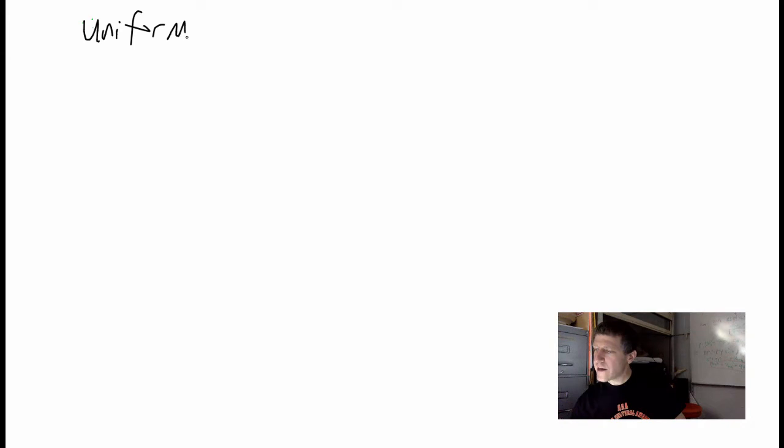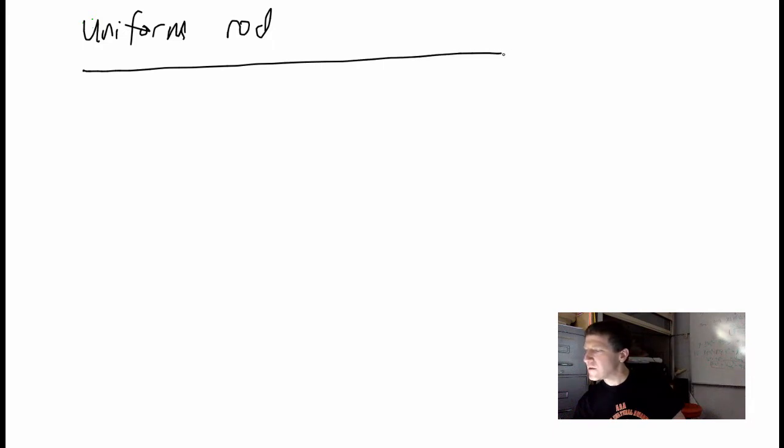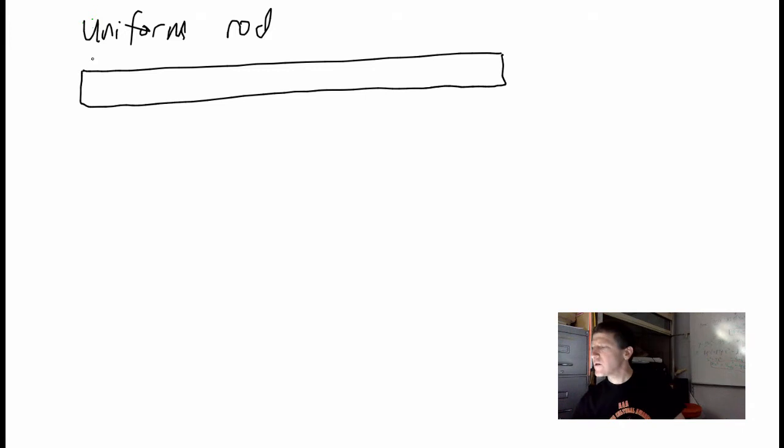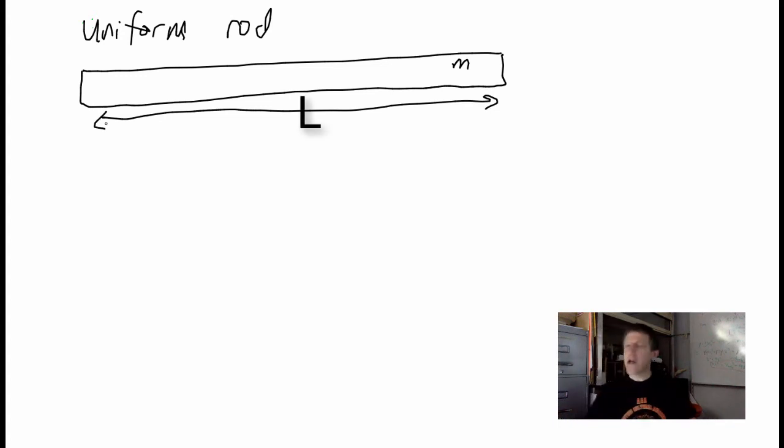For a uniform rod, I need to explain what we mean by linear mass density. If I have a uniform rod, that means it is all made of the same stuff and it's the same density throughout. So let's say this has a mass M and a length L. What we call the linear mass density, lambda, equals linear mass density.